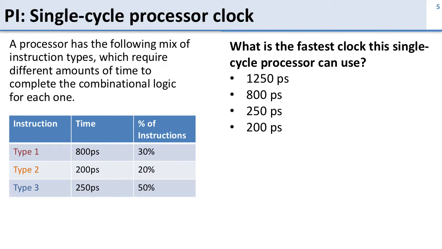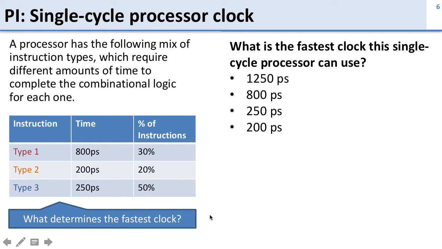Let's go ahead and talk about a single cycle processor. So we've got a single cycle processor and it has three types of instructions. They take different amounts of time to execute, and here's the percentage of each program that is made up of those instructions. And so the question is, what's the fastest clock speed we can use for this single cycle processor?